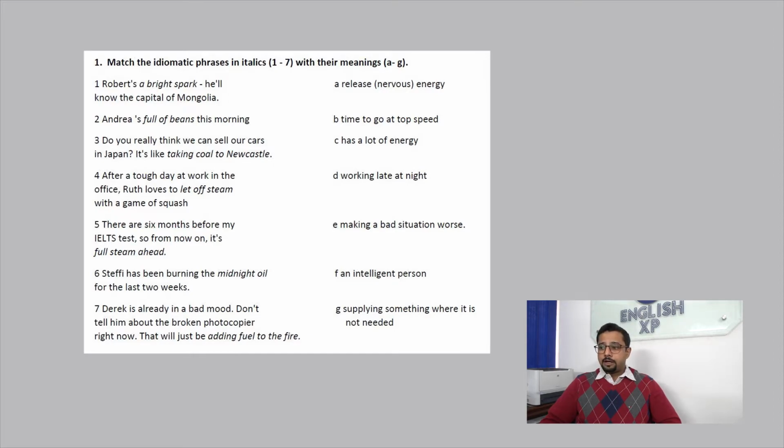Robert's a bright spark. He'll know the capital of Mongolia. A bright spark. Now what does a bright spark mean? Let's see. We look at our options and a bright spark basically means an intelligent person. From He'll know the capital of Mongolia, we get the idea that they are saying something positive about Robert. If Robert is an intelligent person, you can say he is a bright spark, he is very intelligent. So the correct answer here would be F.